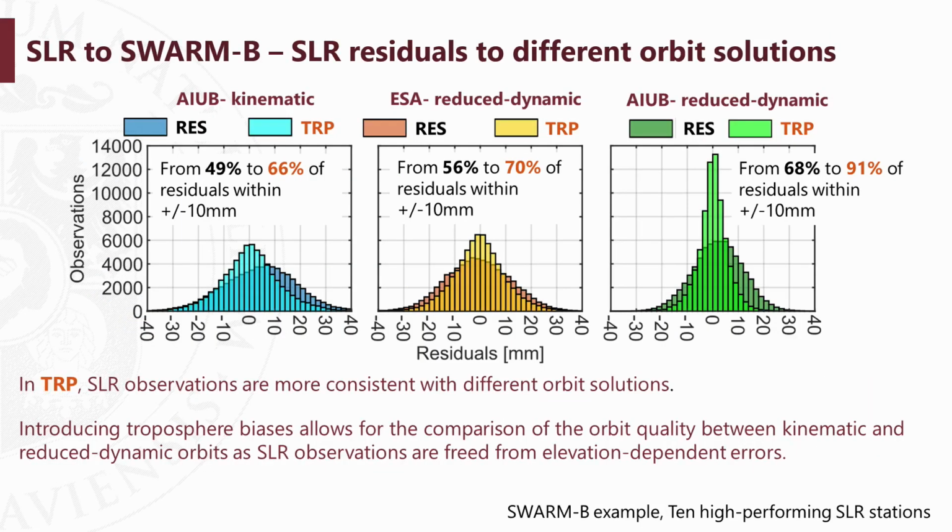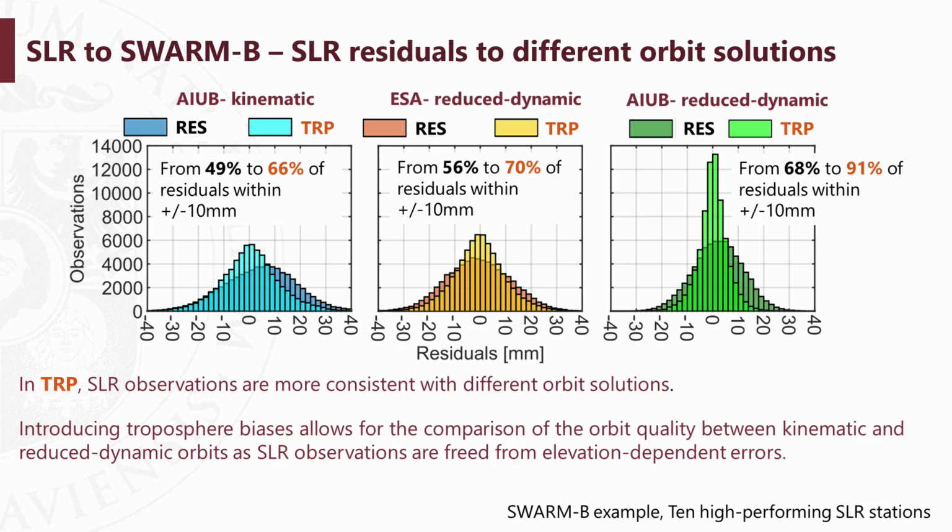Also, we try to verify it, or avoid in our solution, that the parameters absorb the orbital effects. That's why we verify our solution by comparing different orbit products. The figures show the histogram of residuals for the orbits provided by IOP with the kinematic solution, the ESA reduced dynamic solution, and the IOP reduced dynamic solution.